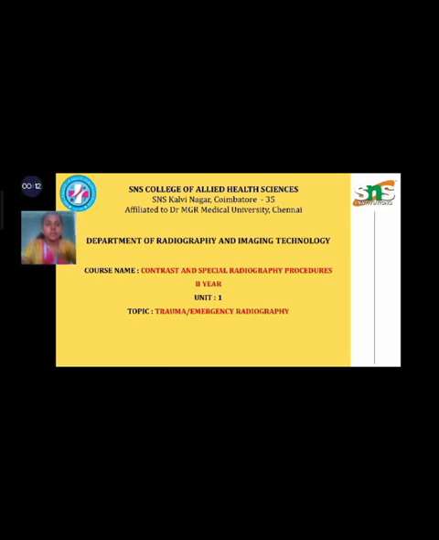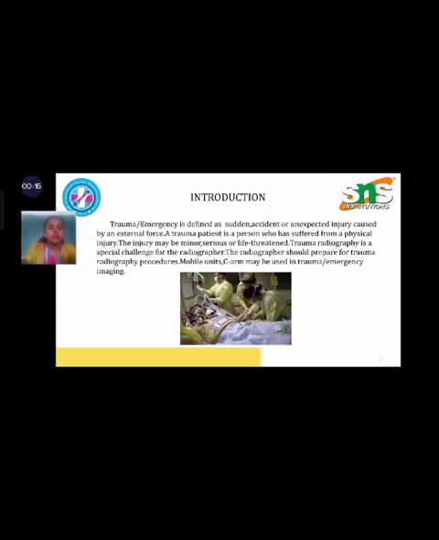I am going to discuss a topic about trauma or emergency radiography. Trauma or emergency is defined as a sudden, accidental or unexpected injury caused by an external force. A trauma patient is a person who has suffered a physical injury. The injury may be minor, serious or life-threatening. Trauma radiography is a special challenge for the radiographer. The radiographer should prepare for the trauma radiography procedure beforehand.